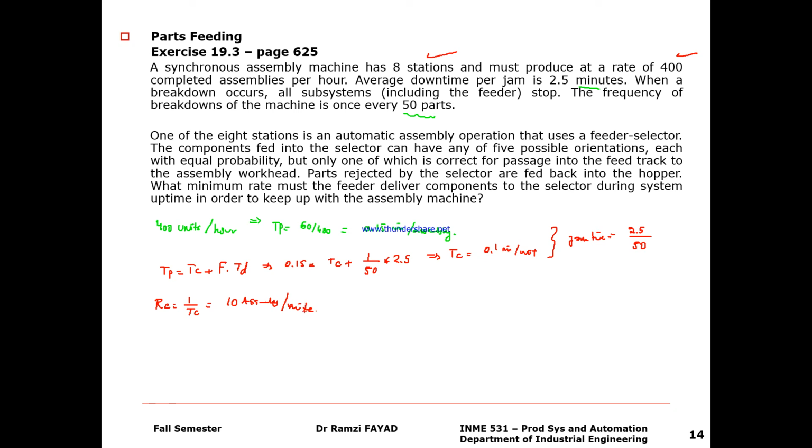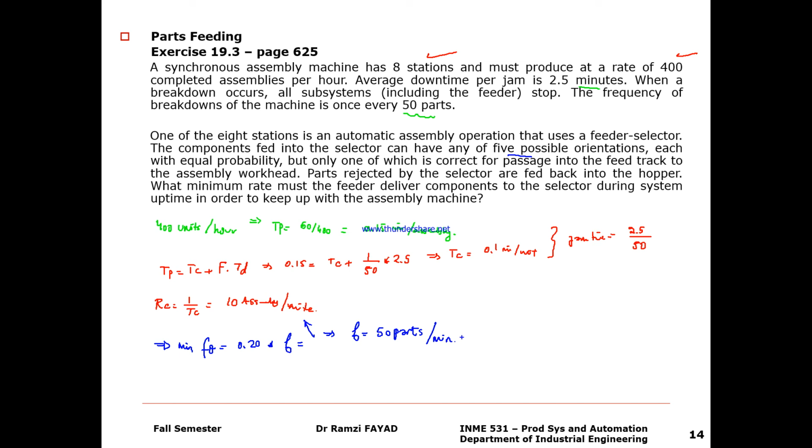So what would be the minimum value in order to make sure we're coping with the assembly head? As mentioned, 20%, or only 1 in 5 possible orientations, will make it through. So the minimum F theta is equal to 0.20 times F, equal to 10 assembly units per minute. So the feed rate equals 50 parts per minute. If we manage to do this rate, the feed selector will keep up with the assembly machine.